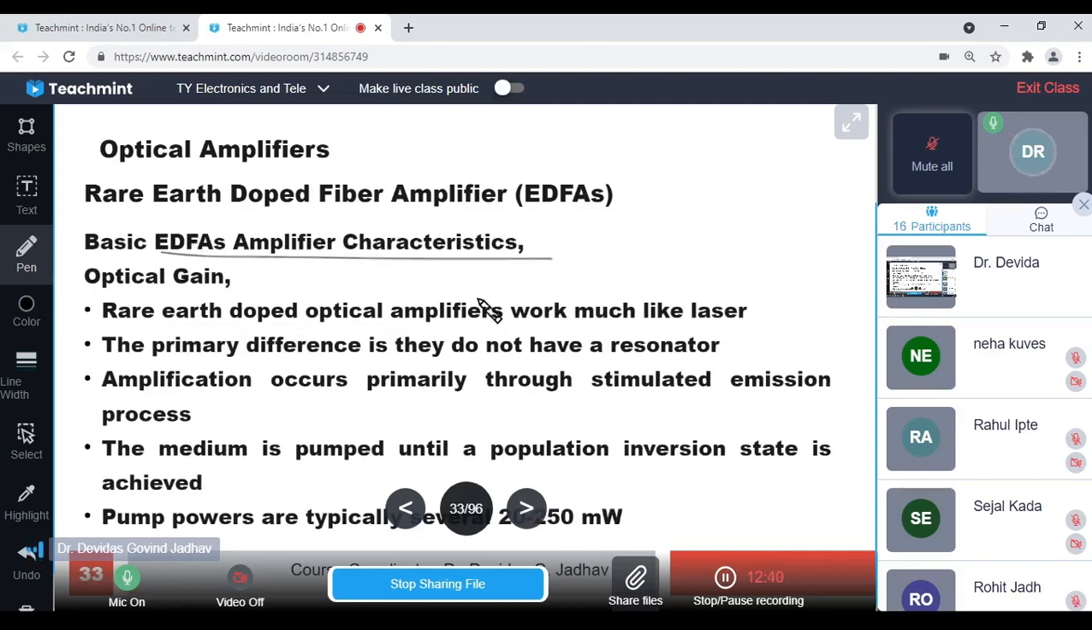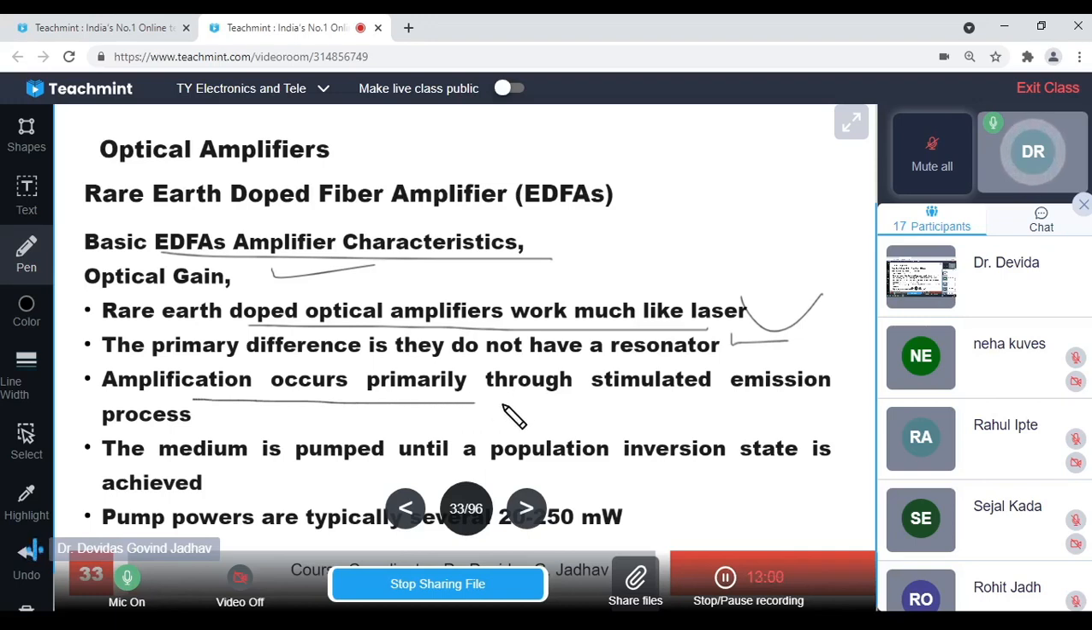So the basics of the EDFA, about the optical gain. Rare earth doped optical amplifiers work much like a laser. The primary difference is they do not have the resonator. Lasing operation takes place in the fiber. A separate special resonator is not there. A Fabry-Perot resonator is not there.